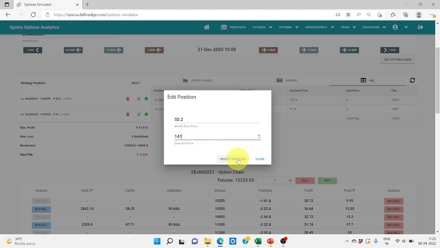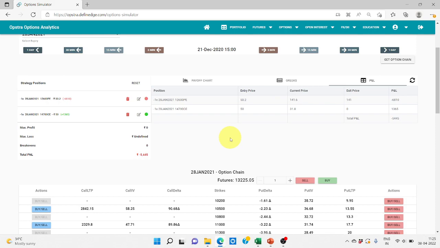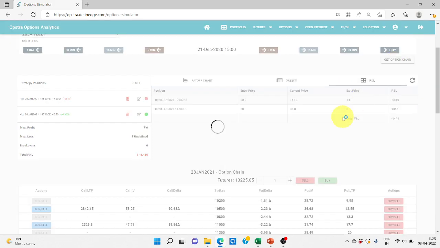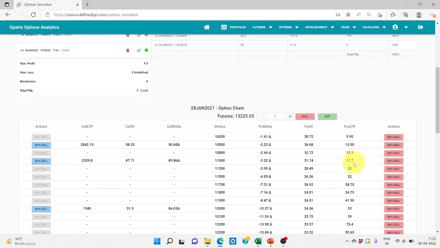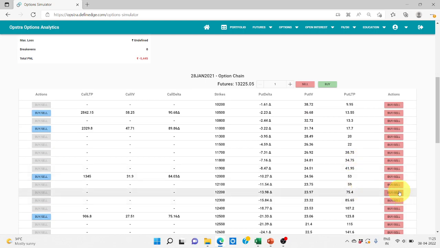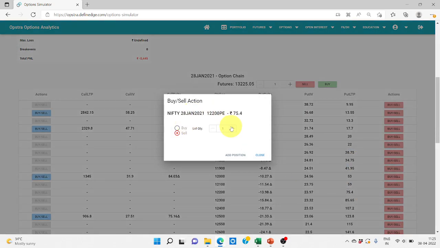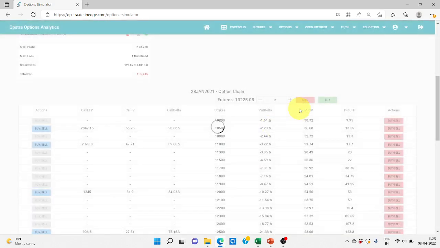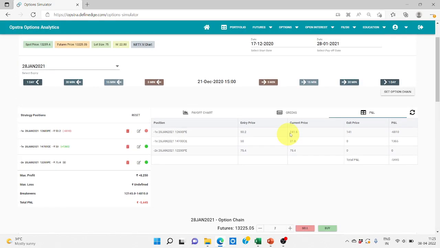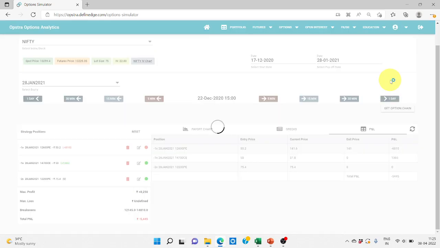We are closing at 141, and as per the rules, we will be selling 2 lots of put option where we get 70 rupees premium. So here in this case, okay, 75 rupees, which is more or less closer to 70. We are selling 2 lots of that. Now we have these two as the current positions. Let's see how it goes.